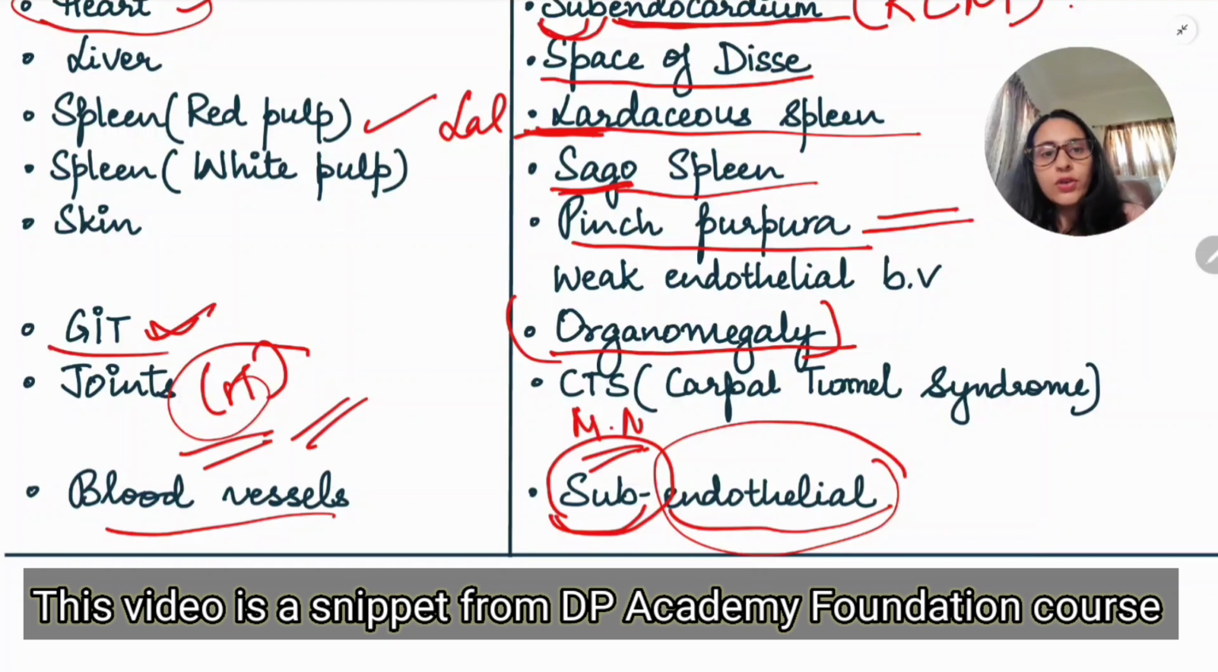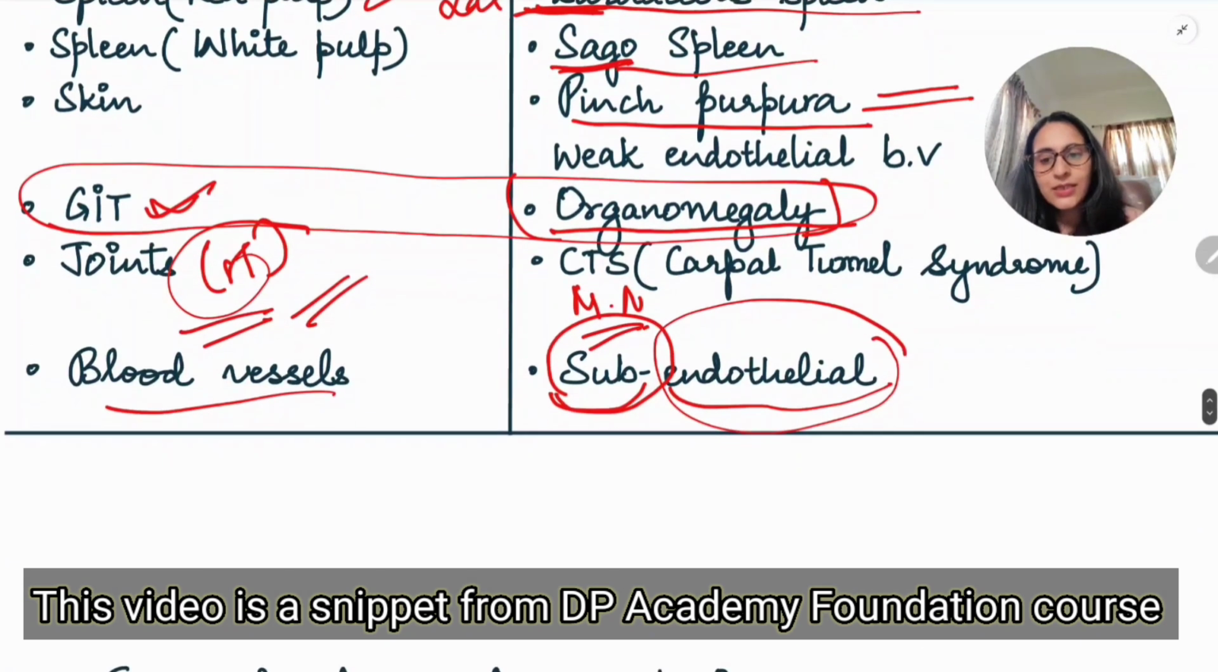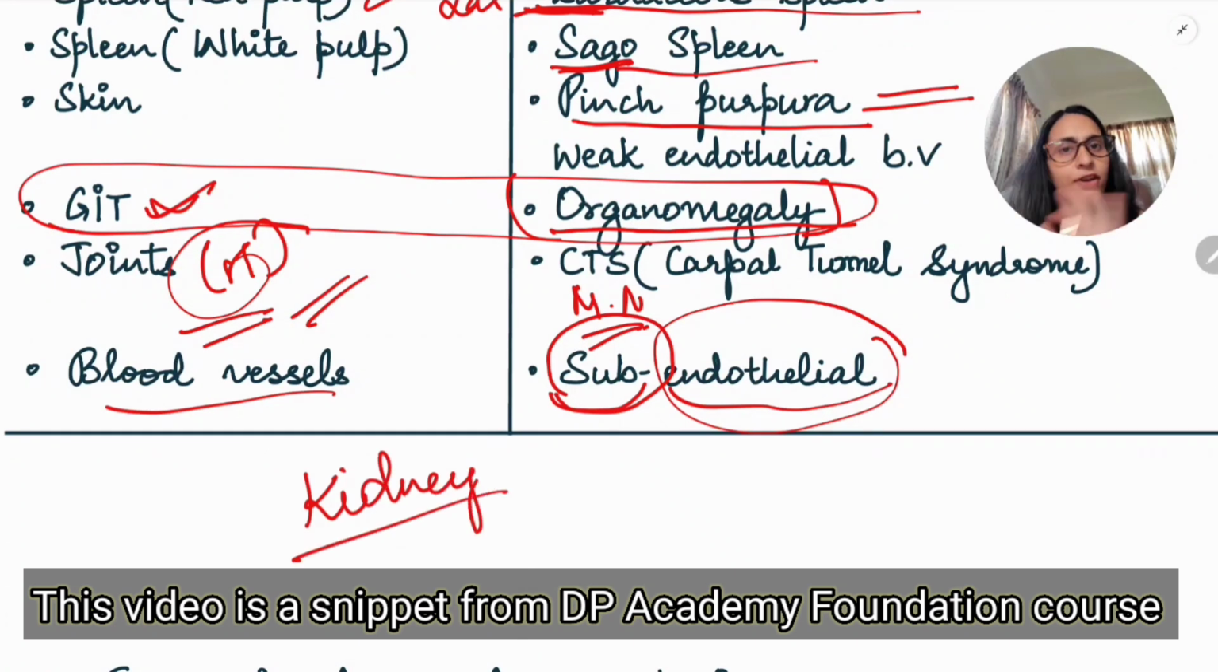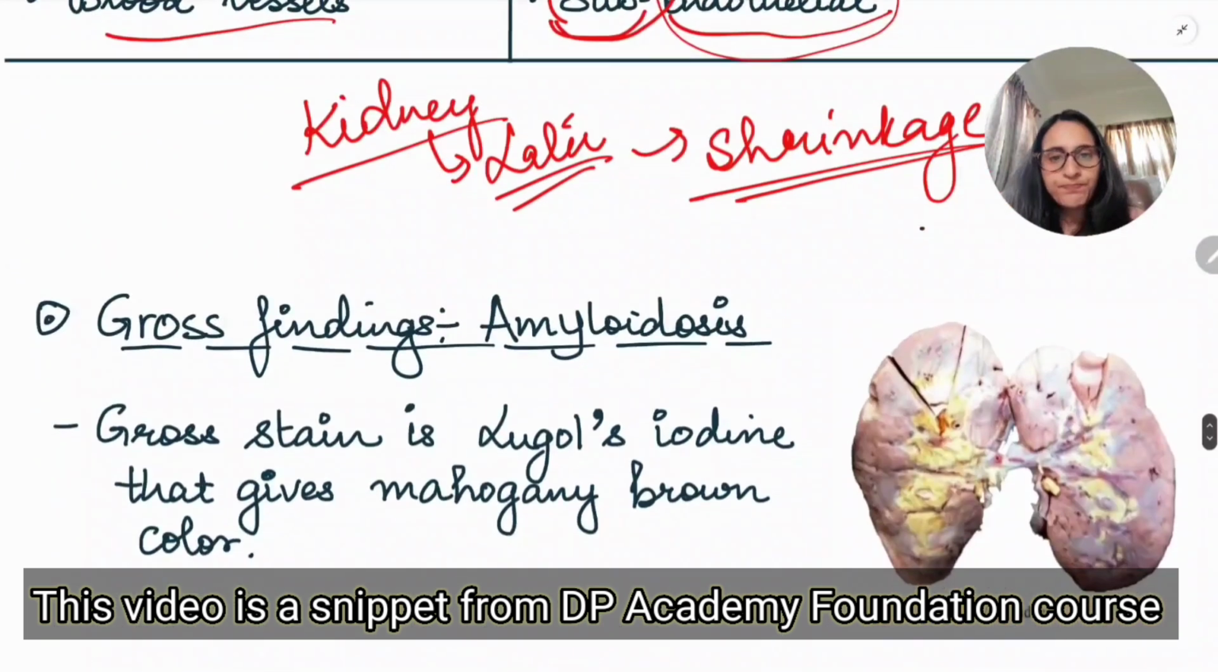As I told you, all the organs become big and fat. So organomegaly is something that is seen. Every organ will become big and fat. In the kidney also, initially it will show organomegaly. The kidney will also become big and fat, but in later stages, we see shrinkage in the kidneys. Otherwise, all the organs will show organomegaly.